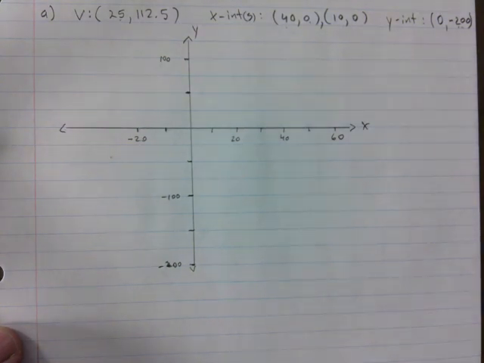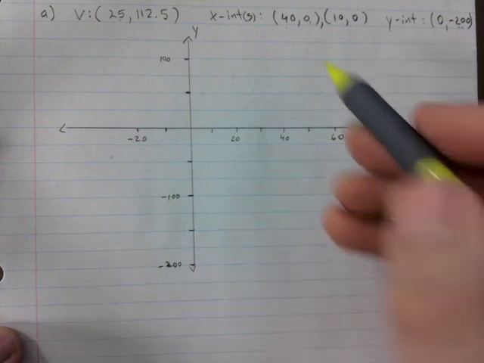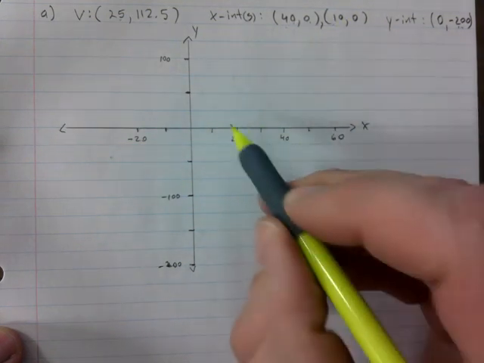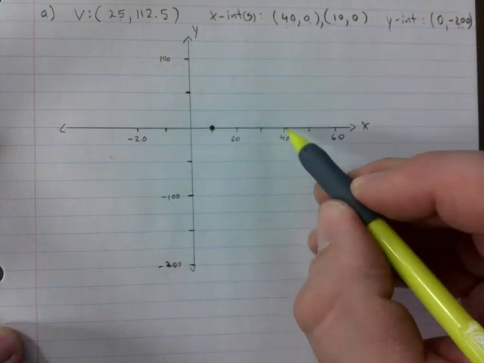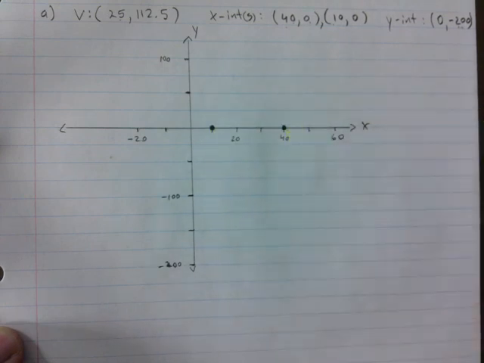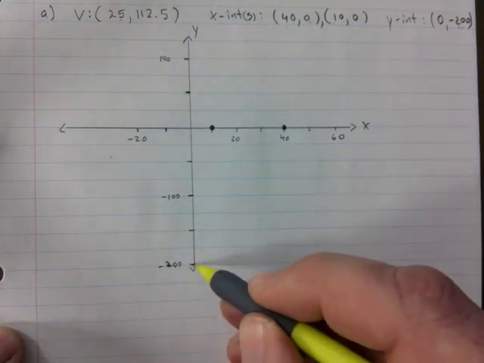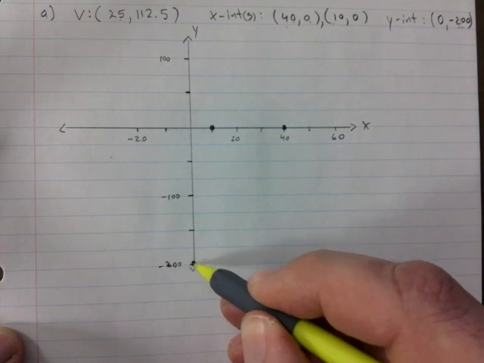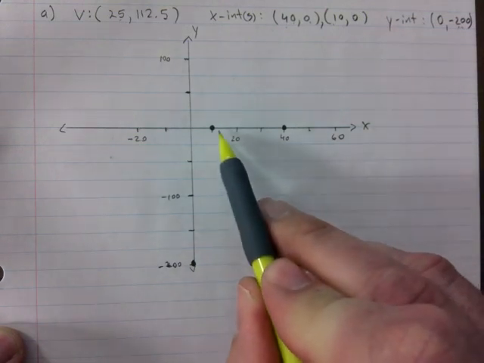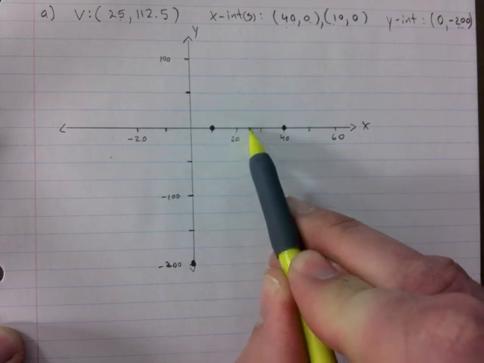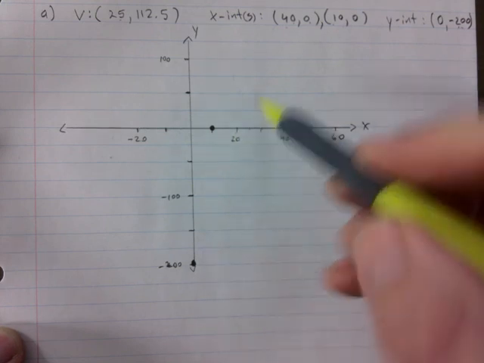And now put the points down. Just put them down. Let's do the X-intercepts, right? So there's one right there. Just make a big dot, and then make one right there. And then go where the Y-intercept is, right here at 200, should be one right there. And the vertex is 25, 112.